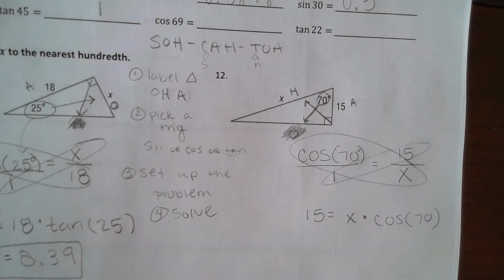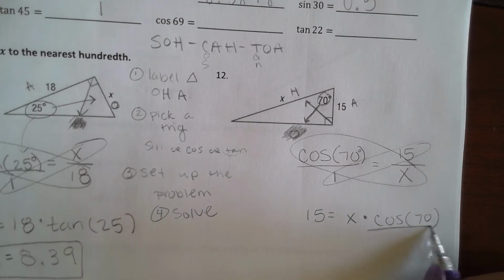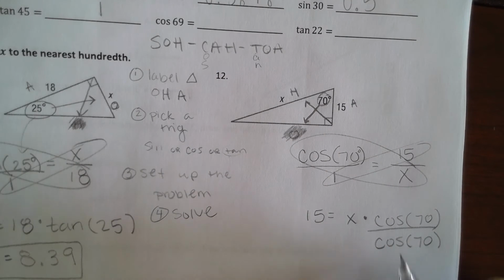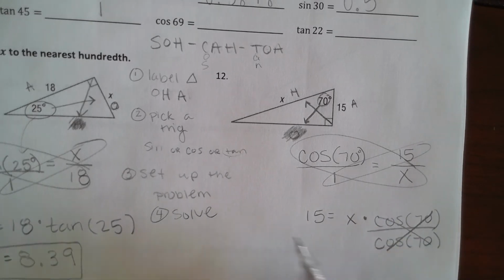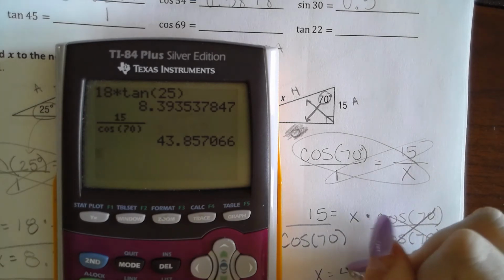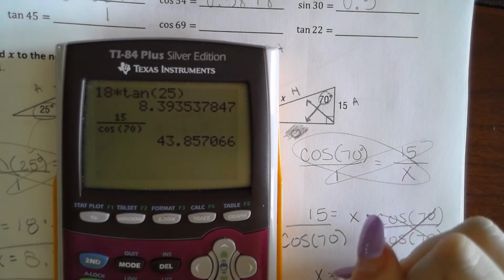So if we want to undo multiplication, we use division. So I'm going to divide by cosine of 70. I can't just divide by cosine. I can't just divide by 70. These are attached. Pretend they're glued together. You can't unglue these. So those cancel, but whatever I do to one side, I have to do to the other. So I'm dividing by cosine of 70. So we go to our calculators. We do alpha y equals to give us our fraction. 15 divided by cosine of 70 gives us an x of 43.86.